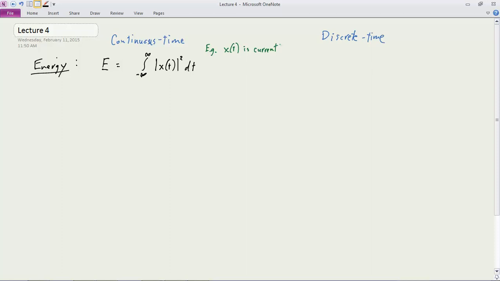Of course, through a resistor, they're proportional. So you could write this as either the current squared times the resistance, or the voltage squared divided by the resistance. So anyway, they're proportional to the square of the value of either current or voltage in a resistive circuit.